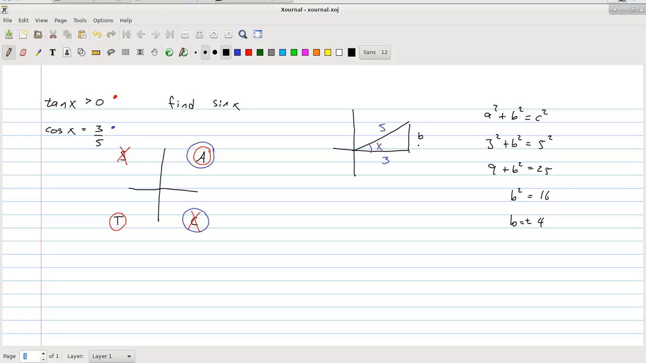Now I see that b is pointing in the positive direction. So between these two sides, we're going to go with the positive branch. So we know that b is positive 4. Now we're ready to find the sine x. Remember, the definition of sine is opposite over hypotenuse. In this triangle, the opposite side is 4, the hypotenuse is 5. So sine x is 4/5.